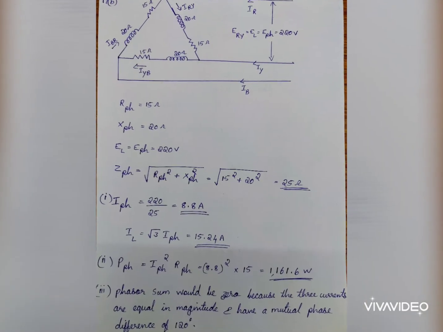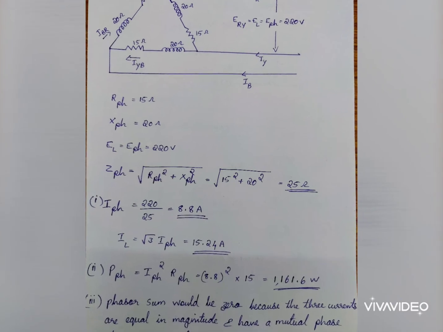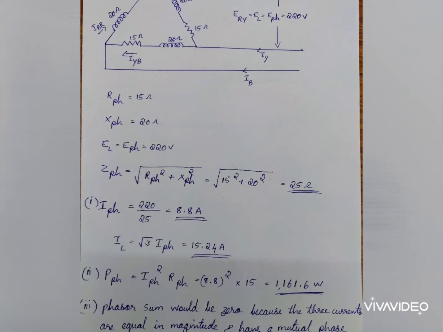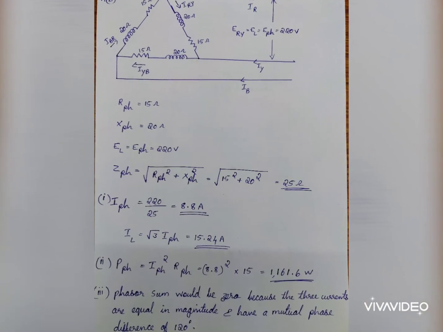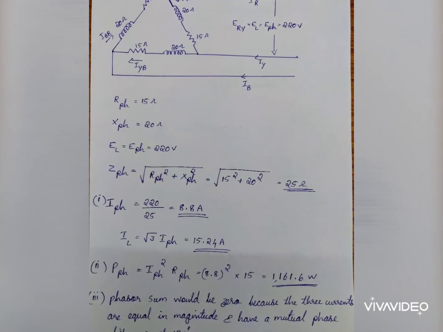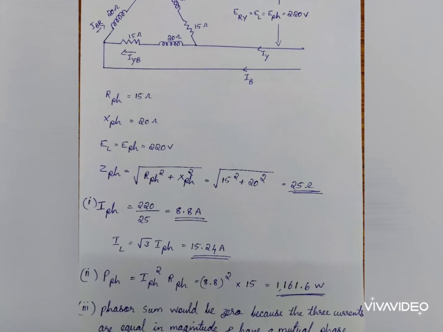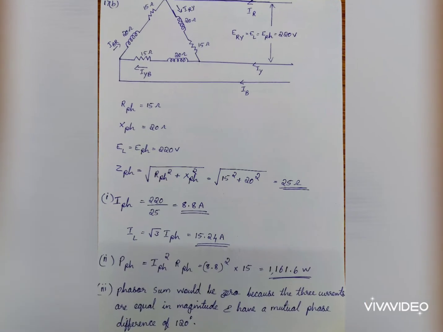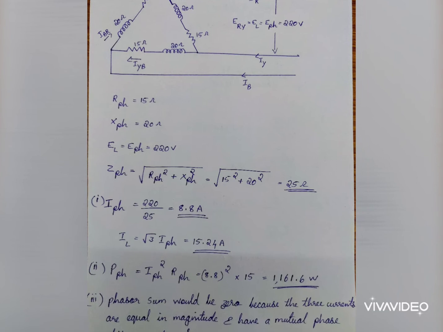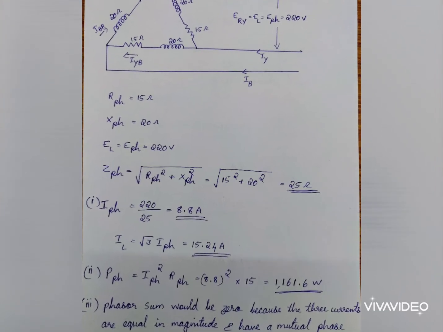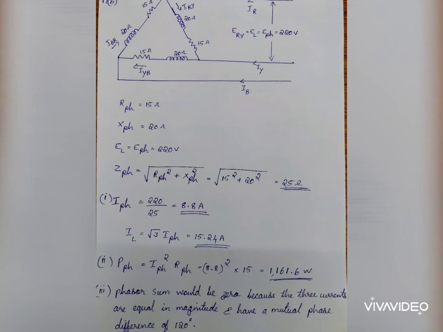Then power consumed per phase. P phase is equal to I square R in phase. So that is equal to 8.8 all square into 15 is equal to 1161.6 watt. Then phasor diagram. So phasor sum would be 0 because the three currents are equal in magnitude and have a mutual phase difference of 120°.